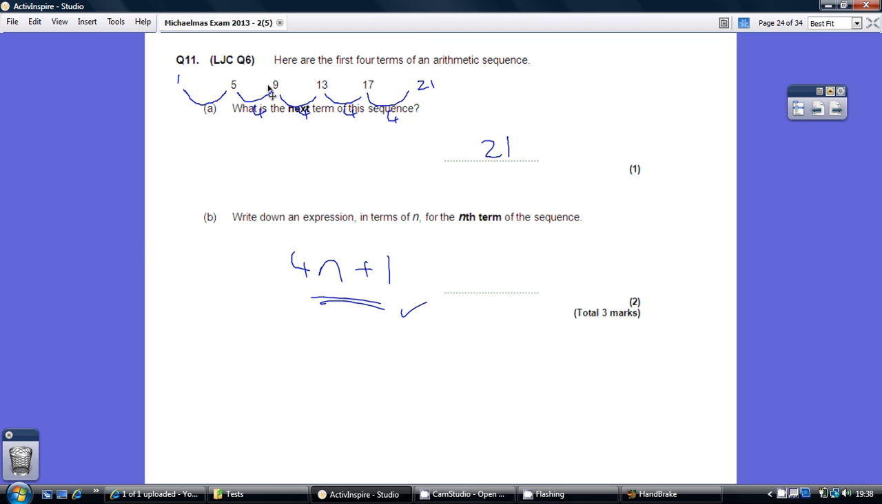We're now going down in 4s, taking away 4s. 9 take away 4 is 5. 5 take away 4 gives us the 1. So our adjustment is plus 1.